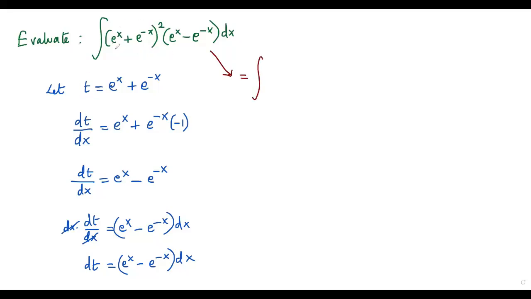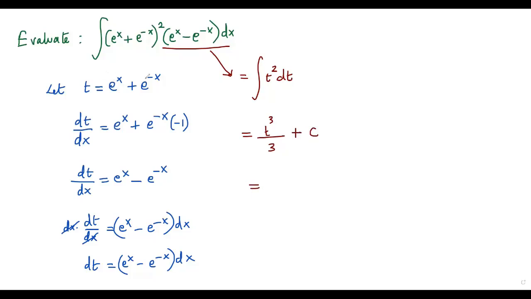For this stuff, we have assumed t, so we can plug in t for e^x + e^(-x). But for this stuff we have a square, so we can take t squared. And for this one, (e^x − e^(-x)) times dx equals dt, so we can plug in dt for that one. Okay, integrating this is very simple because we just have to use the power rule of integration, since we have a variable and an exponent. So we add 1 to the exponent, that is t cubed, and divide by the same exponent, 3, plus c.